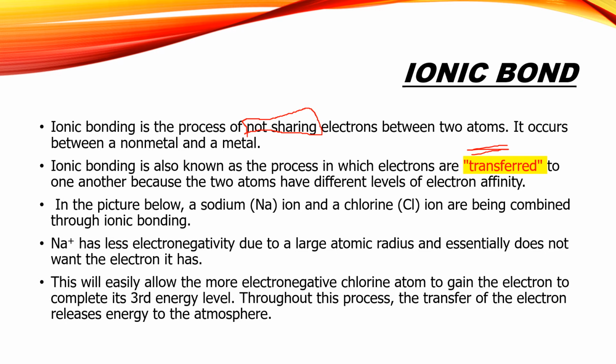What is electronegativity? That is your homework, right? What is electronegativity? So they will easily allow the more electronegative chlorine atom to gain the electron to complete its third energy level. So throughout this process, the transfer of electron releases energy to the atmosphere.